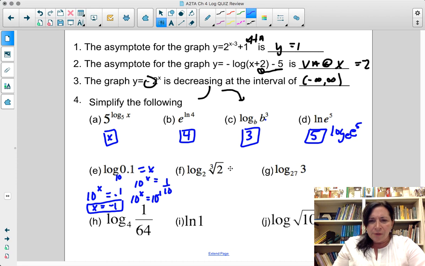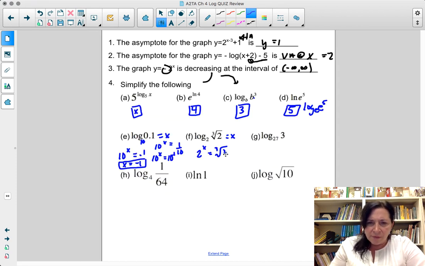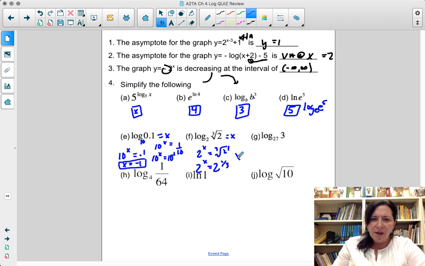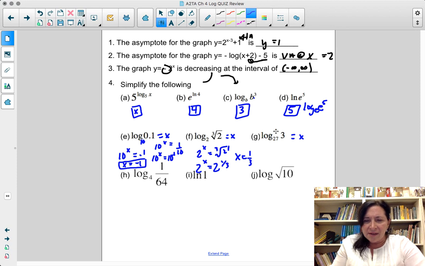For this problem, we're also going to set that equal to x. You have 2 to the x power equals the cube root of 2. Keep in mind that the cube root of 2 is actually 2 to the 1/3 power, so that equals 2 to the x equals 2 to the 1/3 power. So x is equal to 1/3. For this problem, set that equal to x because there's no variable. If you're trying to solve a logarithm, these ones are just identities or values that work out where they cancel out.